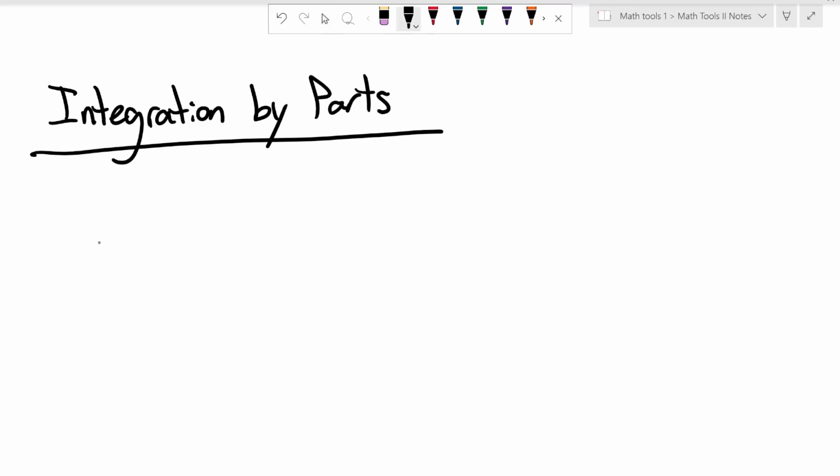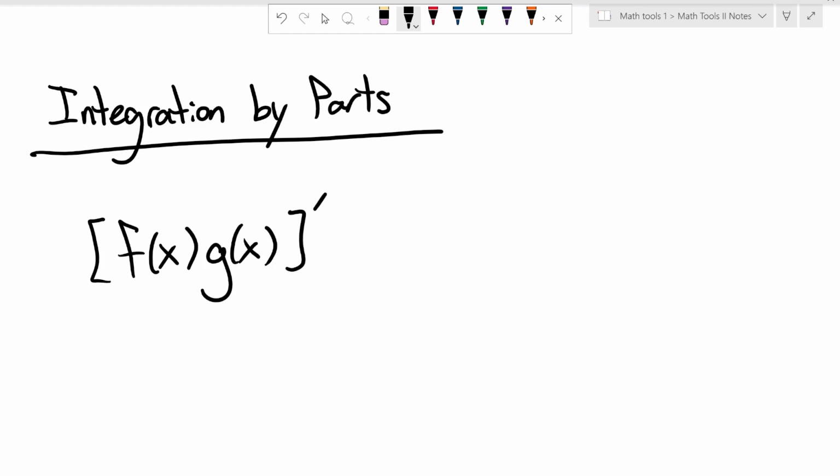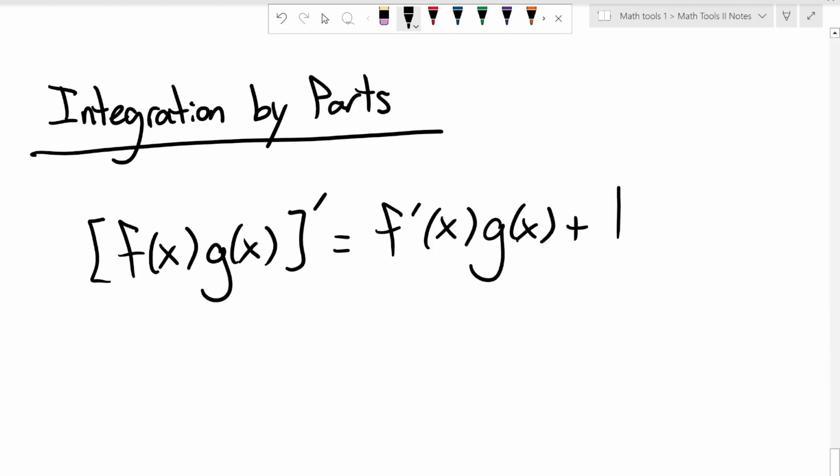If we remember the product rule, let's say we had f of x times g of x, and we take the derivative of that, we would get f prime of x g of x plus f of x g prime of x. Okay. So if we were to integrate both sides of this, which by the way is something you can do, I don't think we've ever really seen that before, but that's a very common thing to do, is to integrate both sides here.